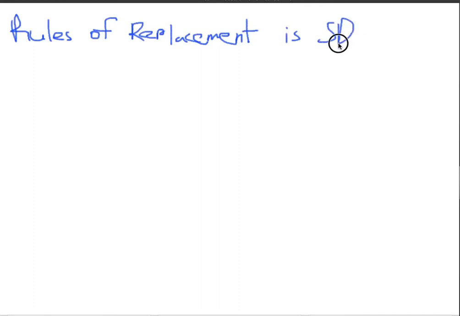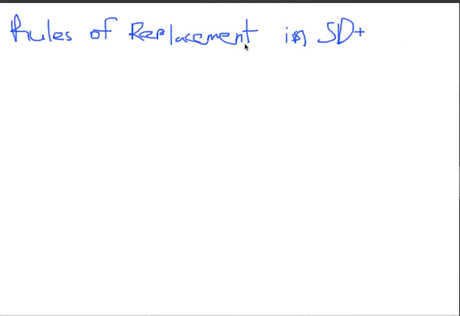So in regular SD, we didn't actually have any kind of rules of replacement. We just had the very bare bones syntactic rules of negation elimination, disjunction introduction, for example. And in the last video, we talked about rules of inference. But now we're going to talk about the rules of replacement in SD+.